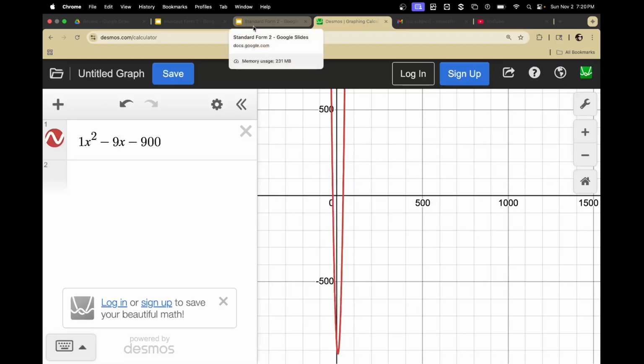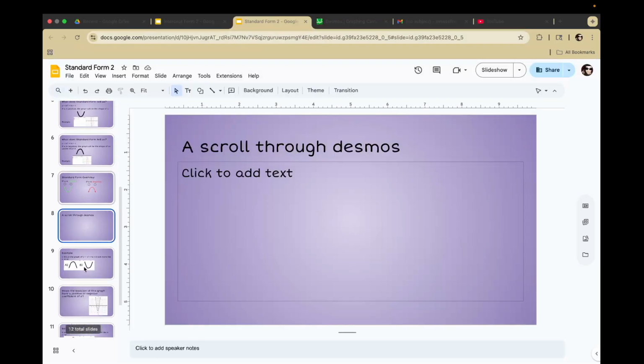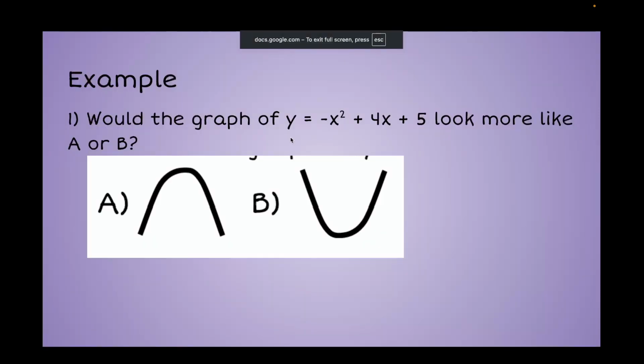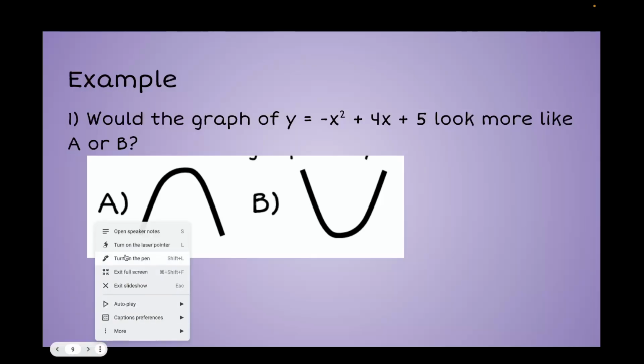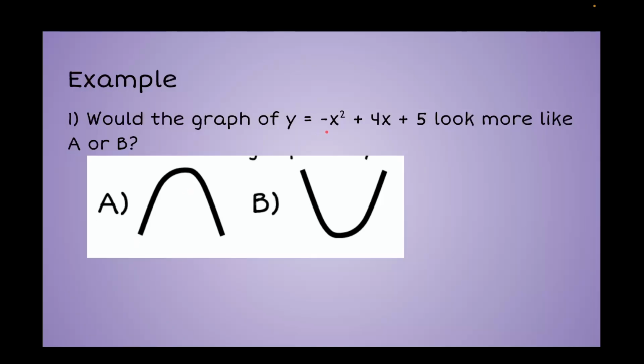So let's do some examples. You're going to see some like this: the graph of y equals negative x squared plus 4x, does it look more like a or b? So again, we're really just looking here. This is negative, and when it's negative, it's going to go down in both directions like this. So this would just be a. Just look at the sign here and remember what that correlates to.